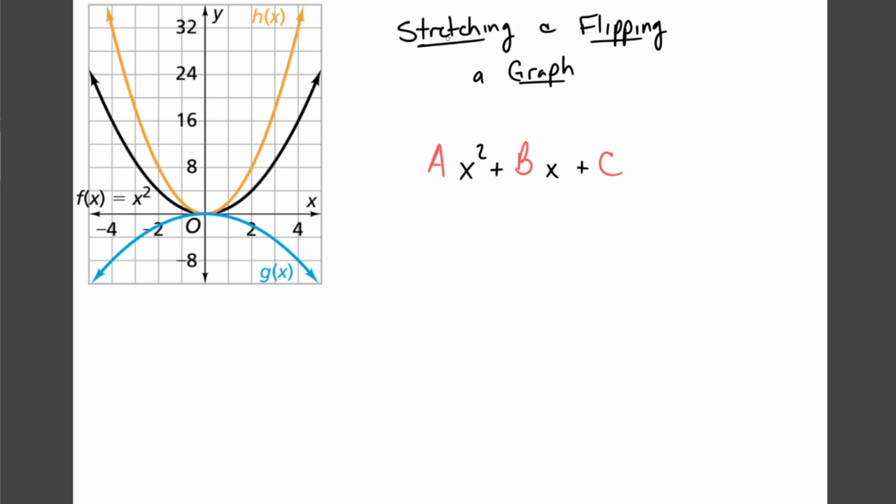So, in this lesson we are going to be talking about how we are going to go about stretching and flipping a graph. Last time we looked at this, we were taking a look at how we would take a quadratic equation very similar to this, and we would find ways of sliding it or translating it up or translating it down. And that was basically all we were looking for.